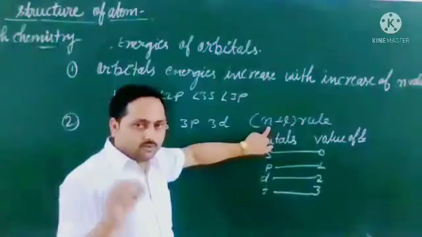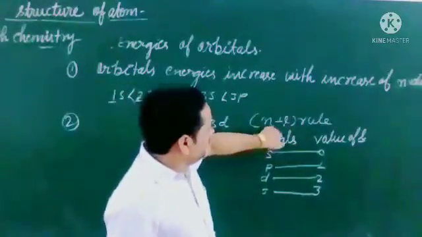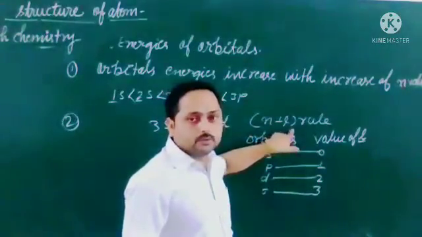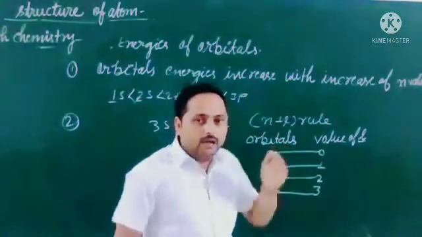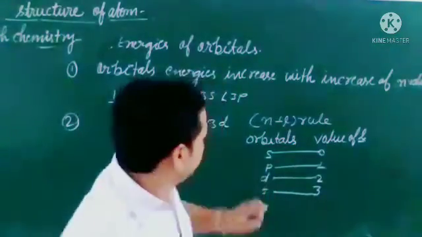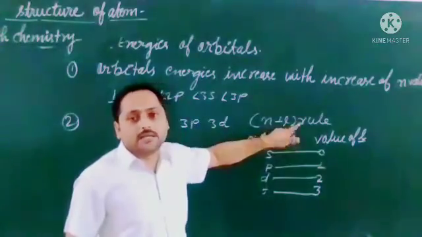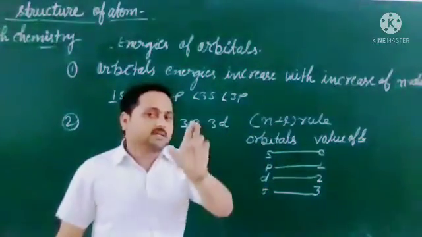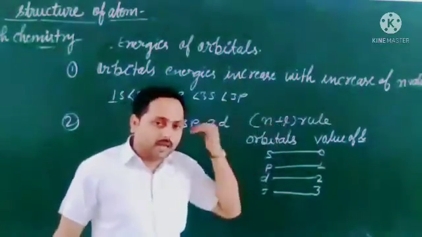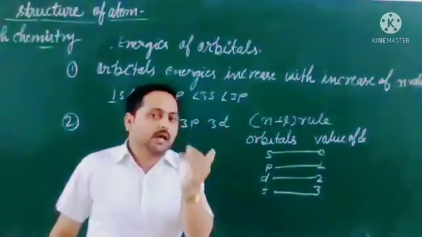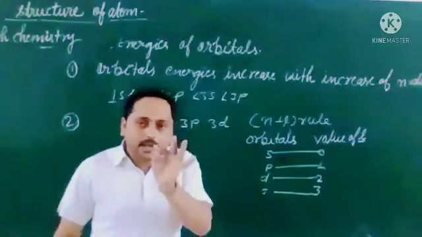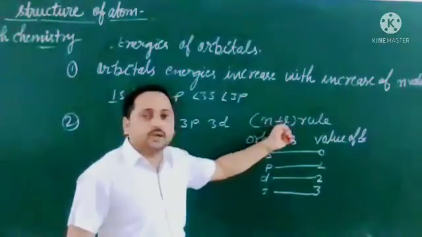So if we follow this rule, what do we have to do? Listen, we have to add both values, n and L, and the orbital with the higher sum has more energy. If the sum of n plus L is high, that orbital has higher energy in comparison to others that have lower n plus L values.